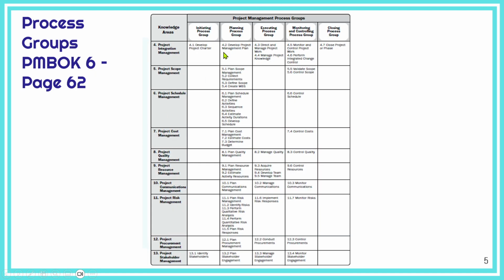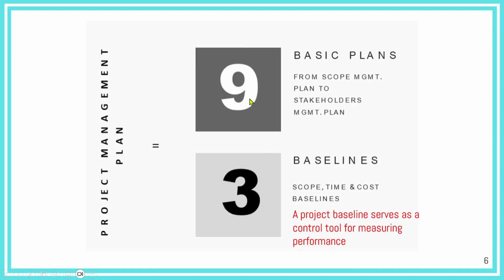Okay, as we see here, this overall one from the project integration management, developing the project management plan. And I explained that out of those 9 basic plans, there are 3 baselines. Those 3 baselines are the ones we explained in session one, about the constraints: the scope baseline, the schedule baseline, and the cost baseline. These baselines will serve later on as a control tool for measuring the performance.